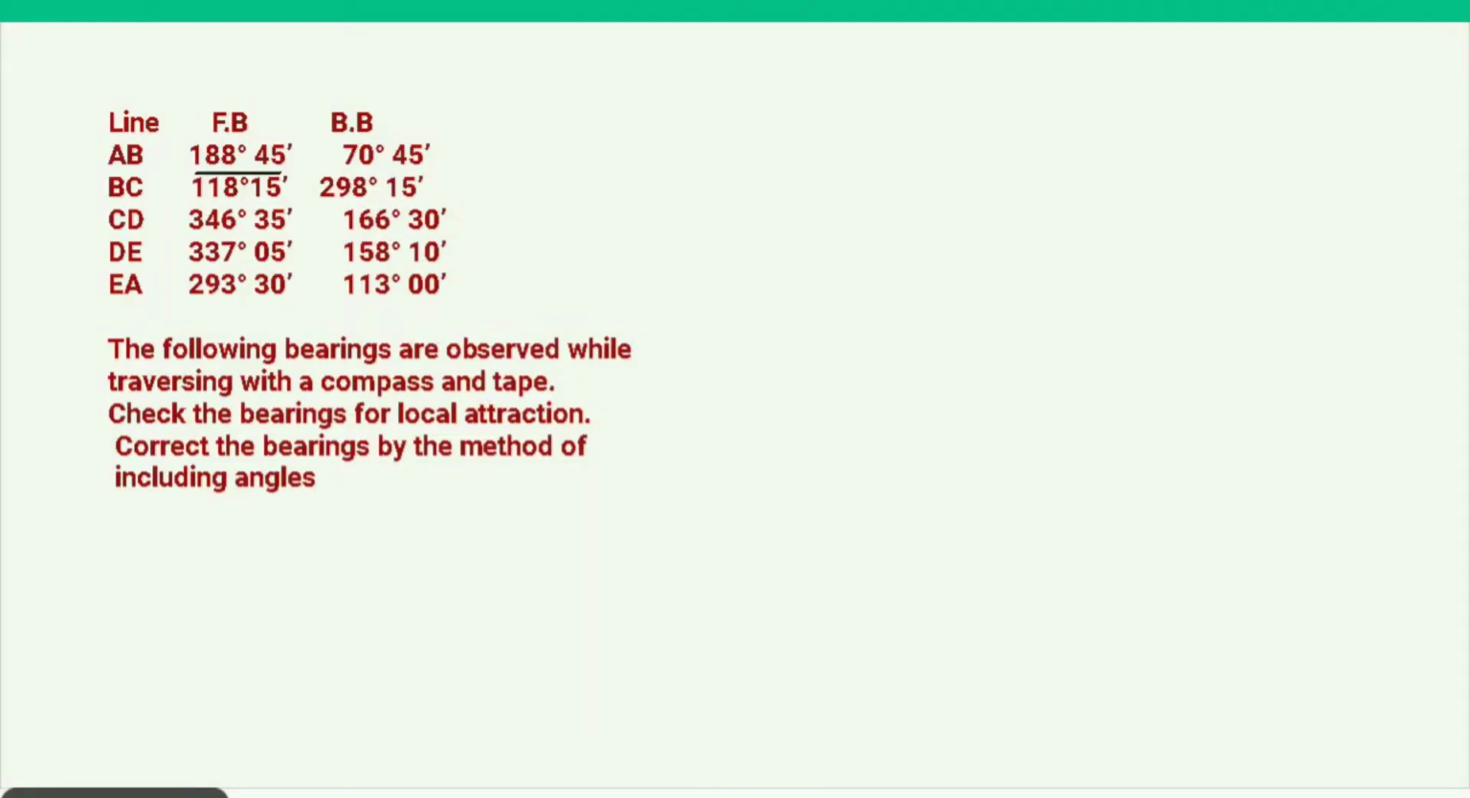In this video, we will discuss a problem. Here, the bearings are observed while traversing with a compass and tape. We have to check for local attraction and correct the bearings by the method of including angles. So, given the forebearing for AB as 188 degrees 45 minutes, this AB line falls in the third quadrant. So 188 degrees 45 minutes.